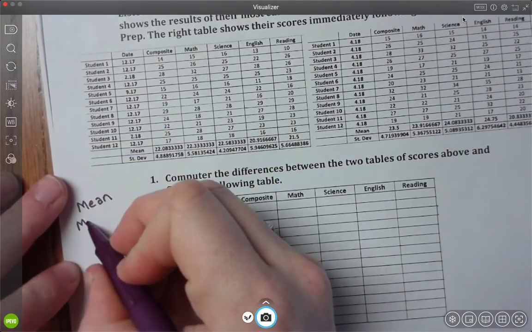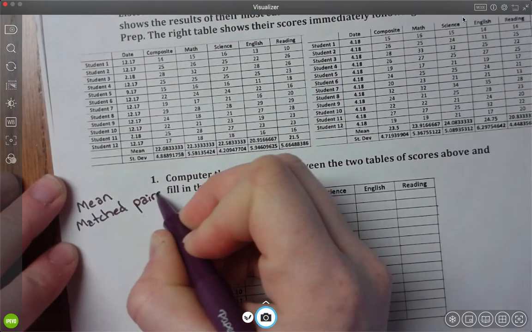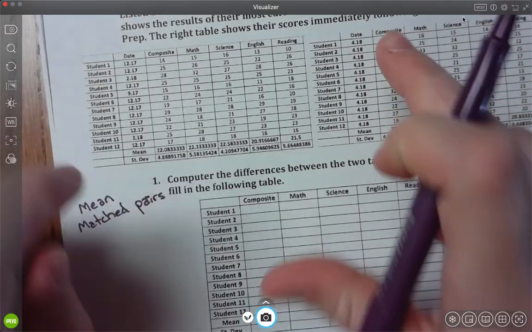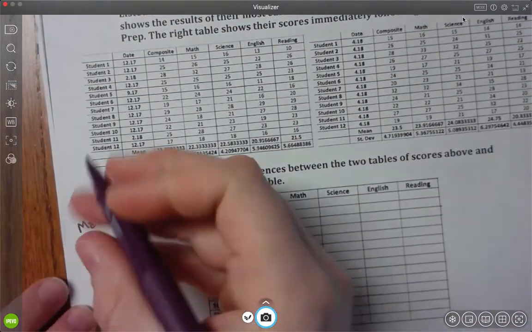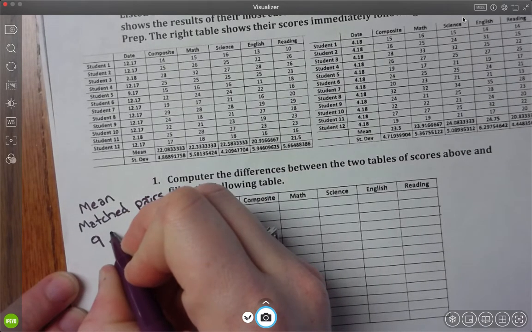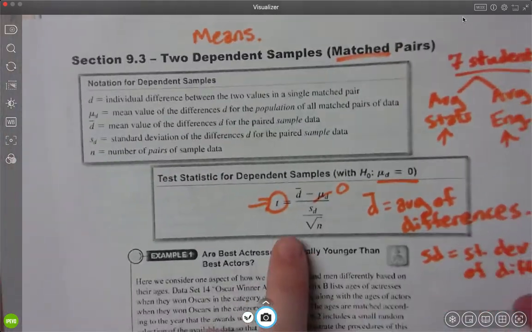What we're going to be doing here is looking at means, so the mean or the average, and since these are matched pairs, basically student 1 has data here and student 1 has data here. So those are matched up against each other. This is going to follow from section 9.3, I think it was. I have my notes out for 9.3 so that we can eventually use this formula.